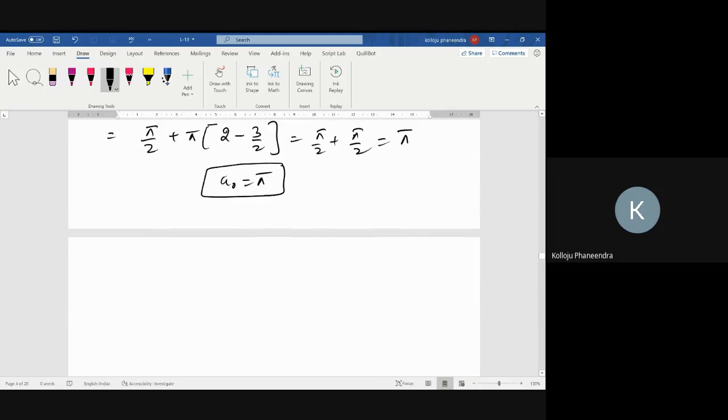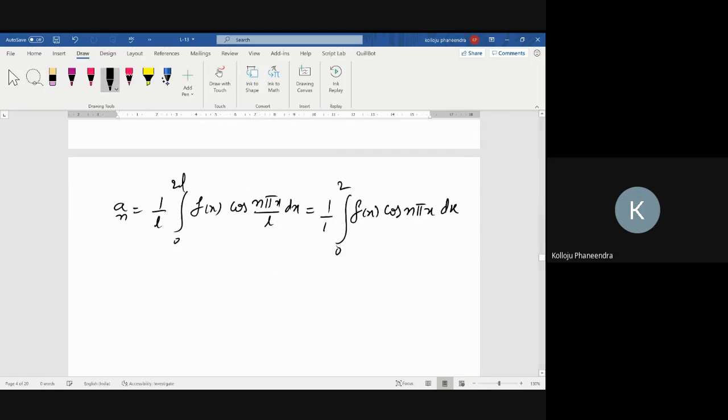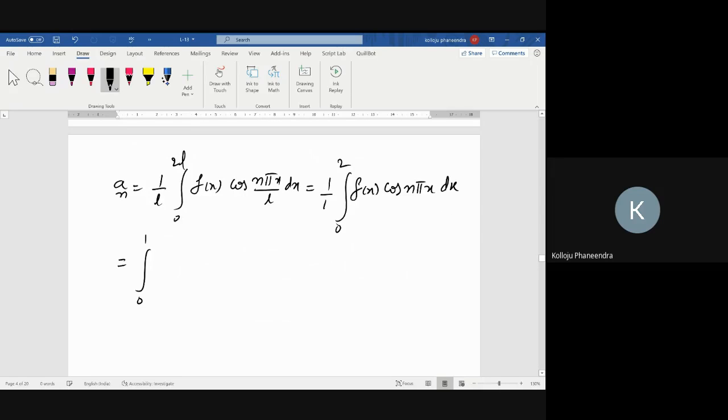Now, an formula: 1 by L integral 0 to 2L of f of x into cos(n pi x by L) dx. That is equal to 1 by 1, integral 0 to 2 of f of x, where L value is 1, so you write cos(n pi x). Now split the interval. In the first interval, the function is pi x into cos(n pi x) dx, plus 1 to 2, the function is pi into 2 minus x, cos(n pi x) dx.